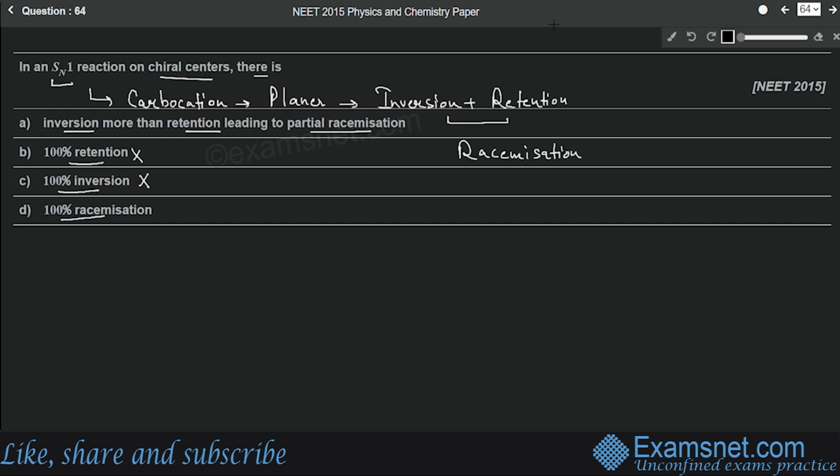But the amount of products formed due to inversion and retention will not be the same. That means there will not be 50% of each, so it is not 100% racemization. In fact, what happens, the amount of product formed as a result of inversion will be slightly more as compared to that due to retention. So it will lead to partial racemization, so option A will be the correct answer.